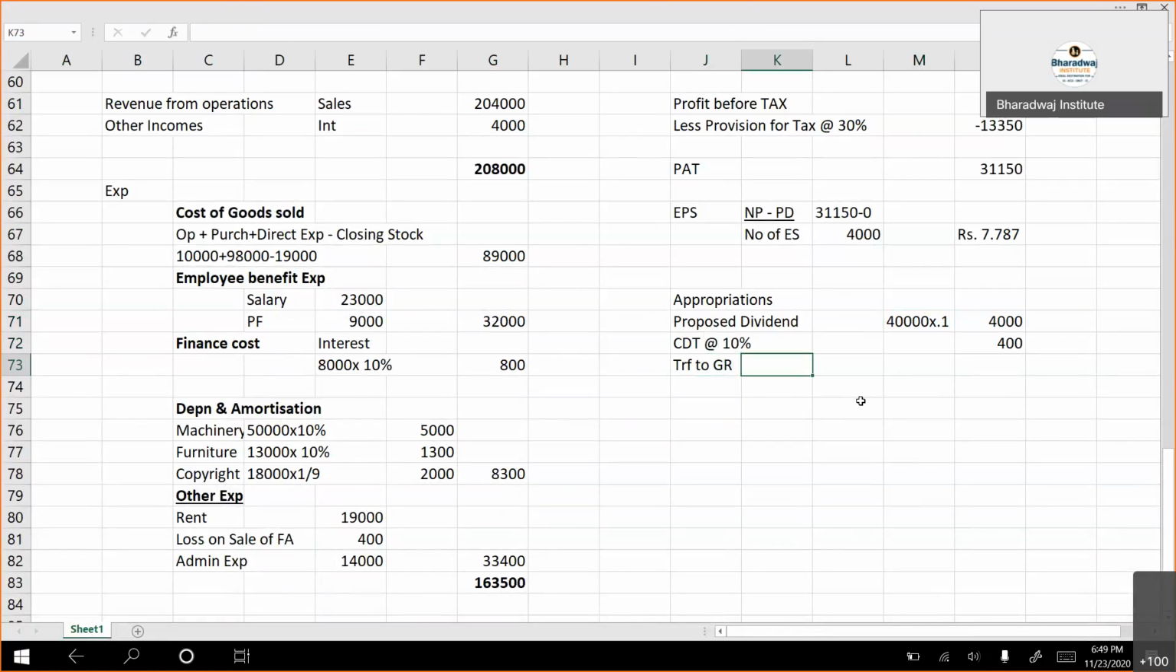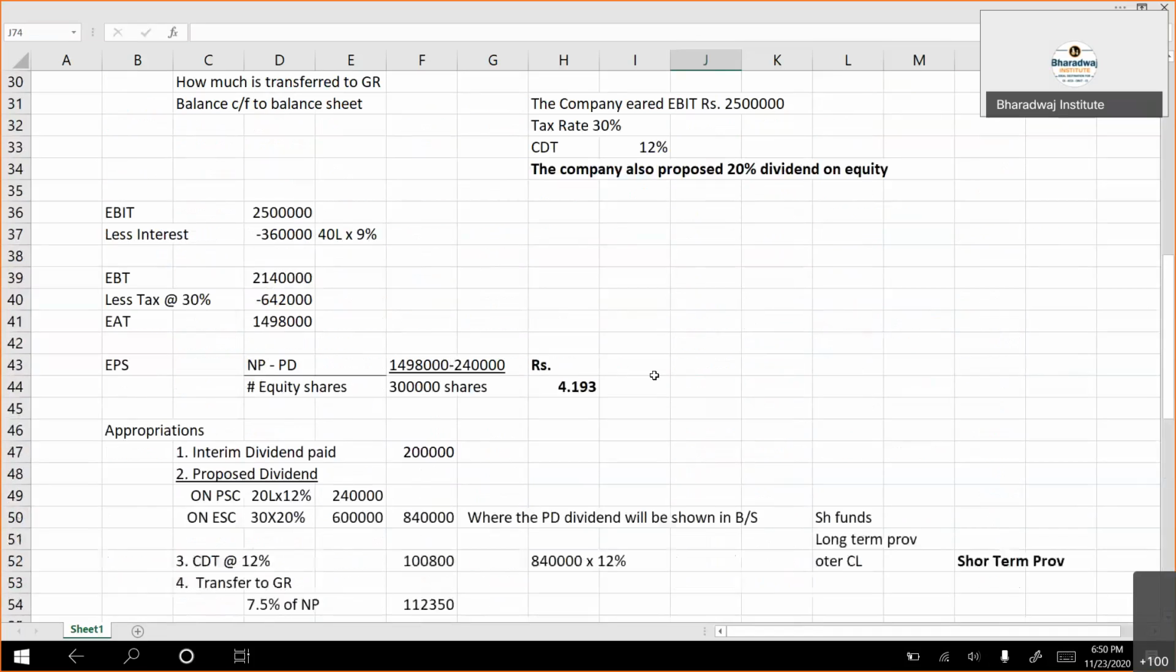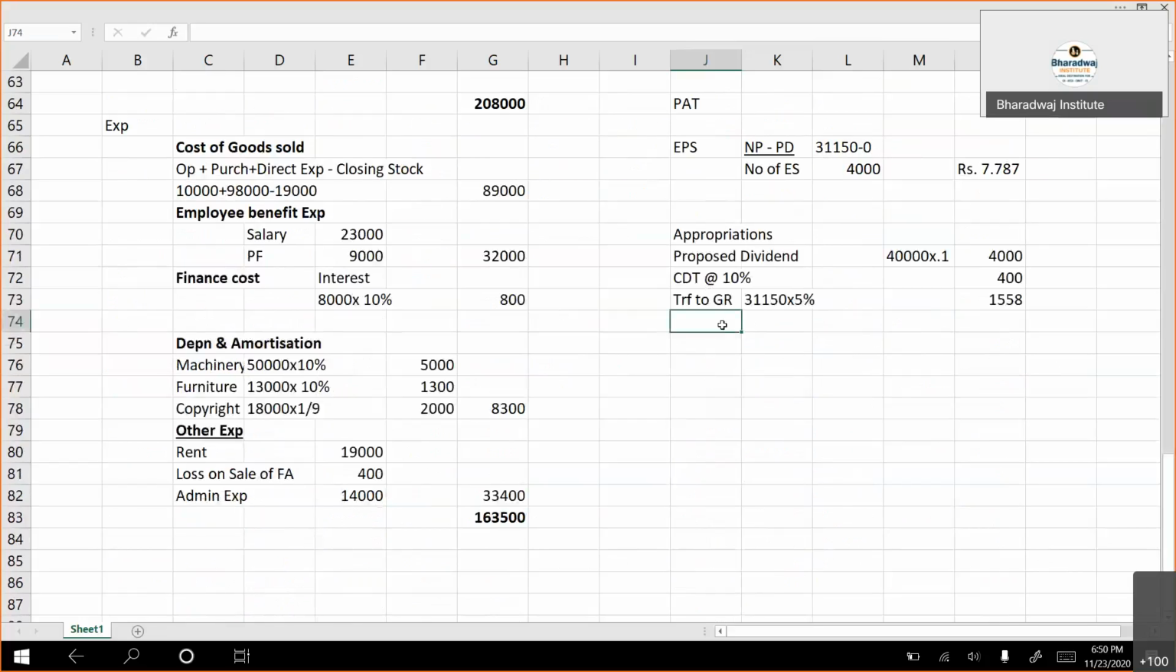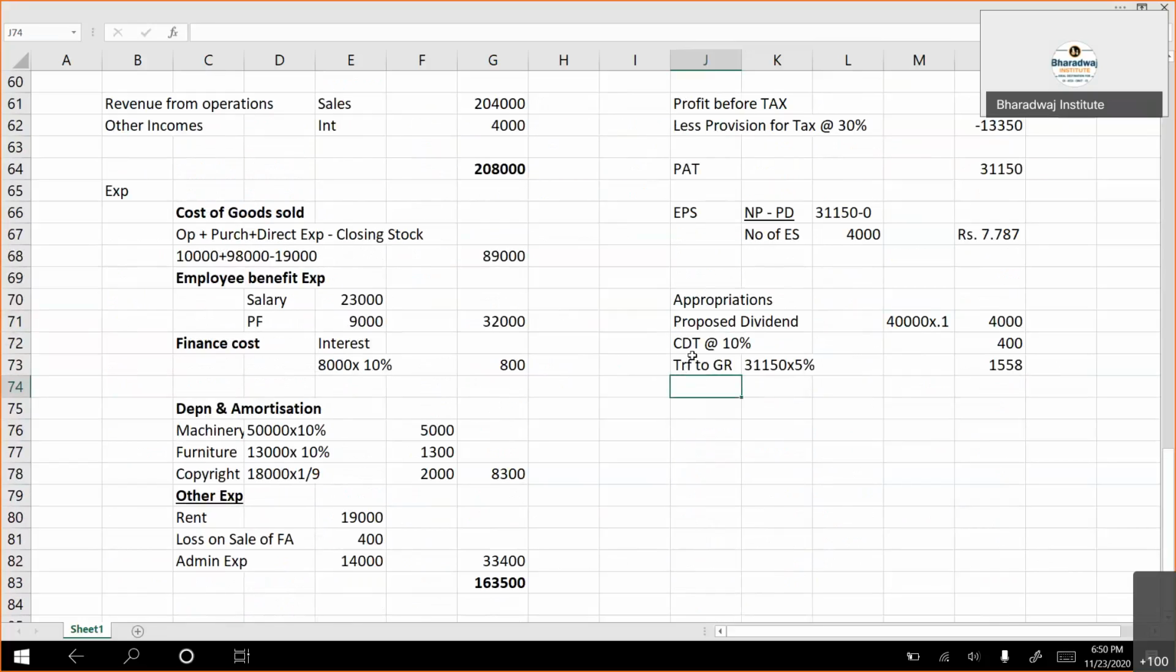Then transfer to general reserve. They ask you to transfer 5% of profit. 5% of profit means 31,150 into 5%. You get 1,558. Okay, let us round off. 1,558 transfer to general reserve. That's all, so there are no other appropriations.